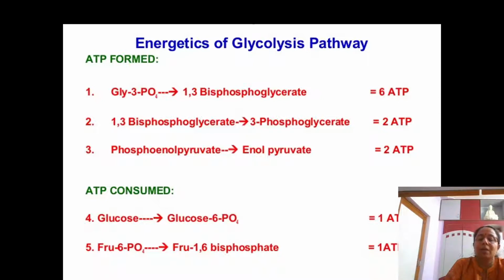So, now you have come to the stage where glucose is converted into pyruvate. In the next session, we will see what happens to this pyruvate. So, remember now, glucose is converted into pyruvate with a net release of 8 ATP per molecule of glucose. Thank you.